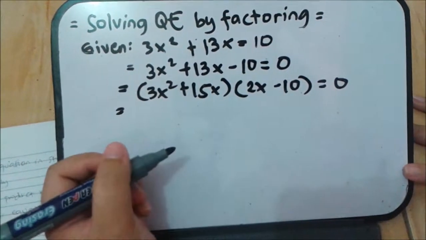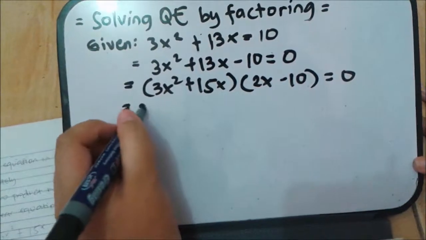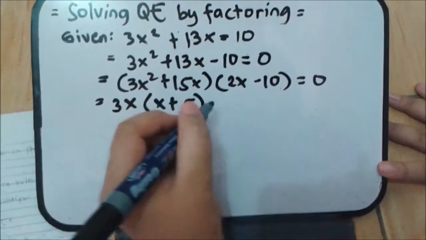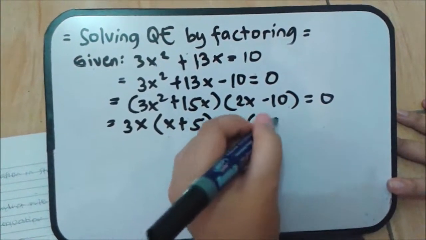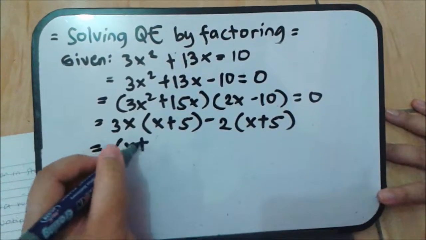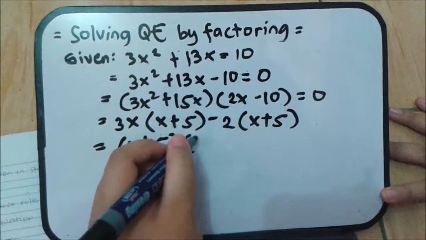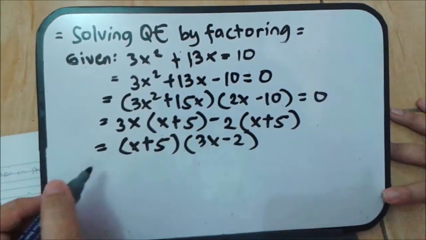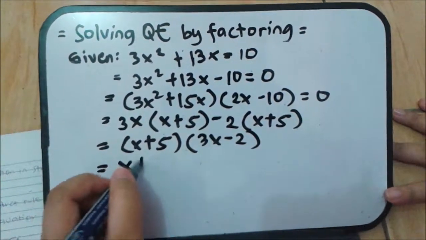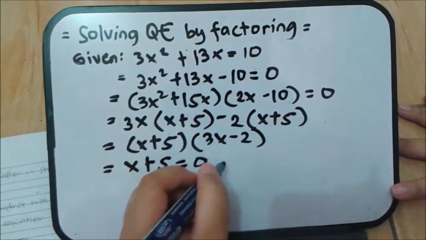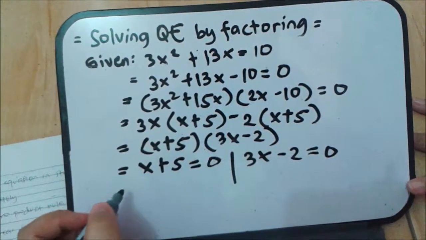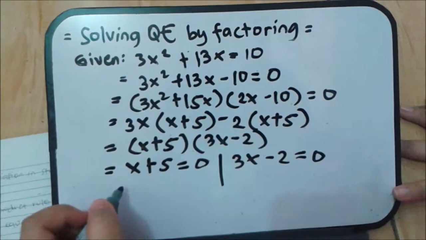We are still in step number 2, factor completely: 3x times the quantity x plus 5, minus 2 times the quantity x plus 5. After that, x plus 5 times 3x minus 2. Step number 3, apply the zero product rule. x plus 5 equals 0, 3x minus 2 equals 0. Last step, solve the linear equation.